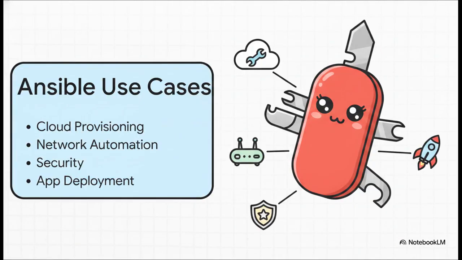And because it's so approachable, it's incredibly versatile across the board. You can use it to provision cloud infrastructure, whether that's AWS, Azure, or Google Cloud. You can automate network devices like your routers and switches. It's heavily relied on for enforcing security and compliance, making sure all your systems actually have the right patches. Plus, you can automate disaster recovery so things just bounce back on their own. And of course, it's widely used for seamlessly deploying apps in your CI/CD pipelines. It's basically a Swiss Army knife for IT.